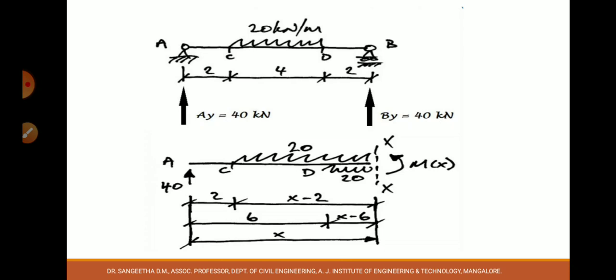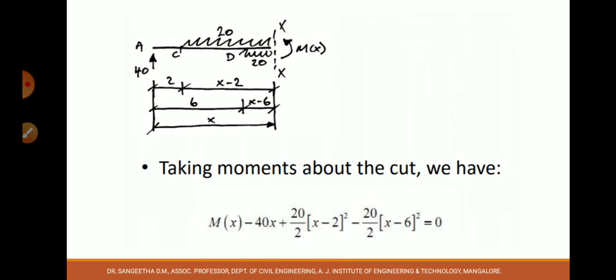So now I will consider a section XX in zone DB. Let the distance from A to the section be x, and this UDL is starting from 2 meters, so that is x minus 2, and this is x minus 6. Got it? x minus 2, x minus 6, x minus 2, x minus 6. Those are the distances of the different loads. See here properly, A is 40.